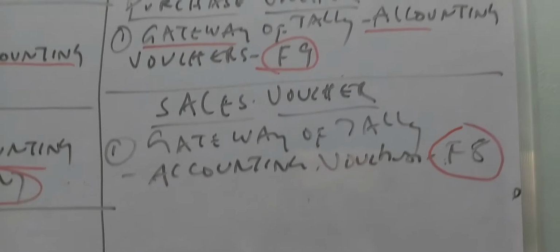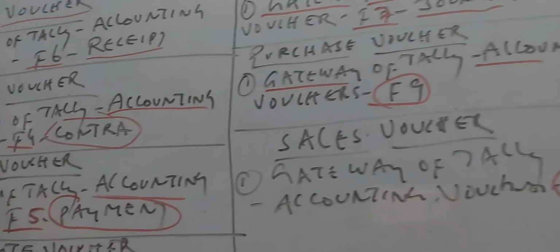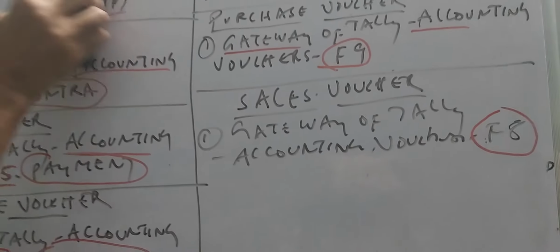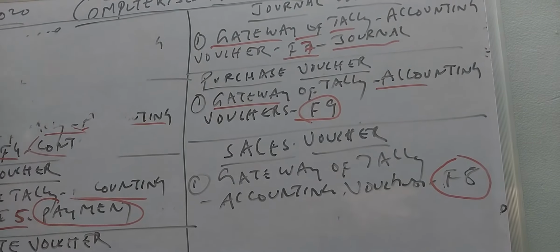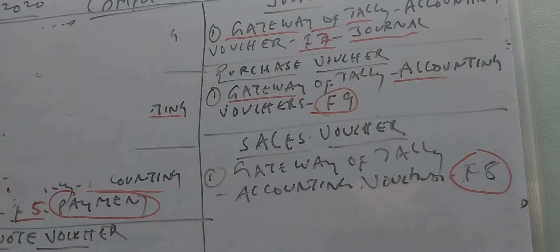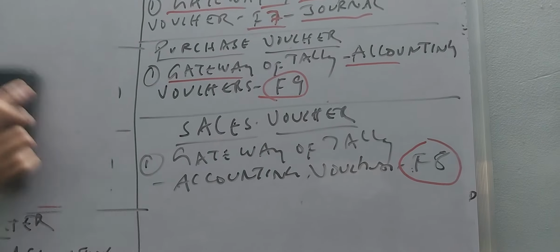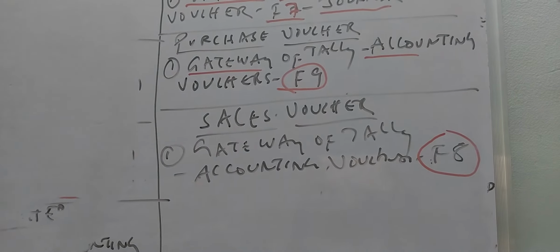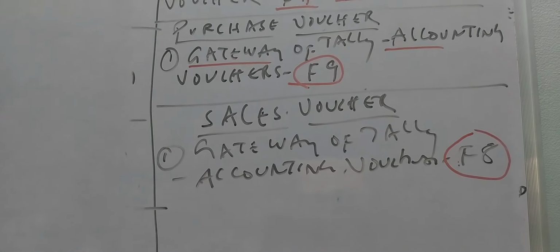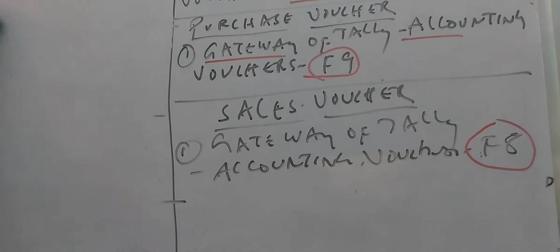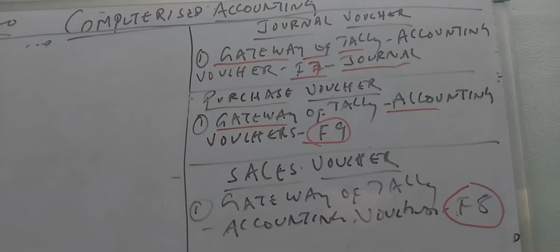Here you should keep in mind, for purchase voucher and sales voucher, I'll explain now. Purchase voucher, you can enter in 3 different modes. Please keep in mind, purchase voucher or sales voucher can be entered in 3 different modes, 3 different categories or types depending on the nature of the transactions. Now I'll explain the purchase voucher. The same will apply for the sales voucher.